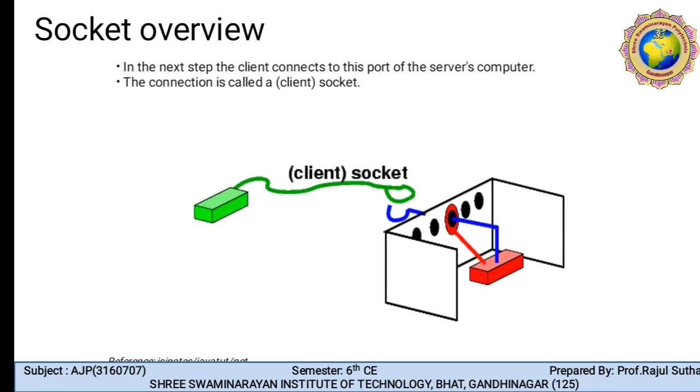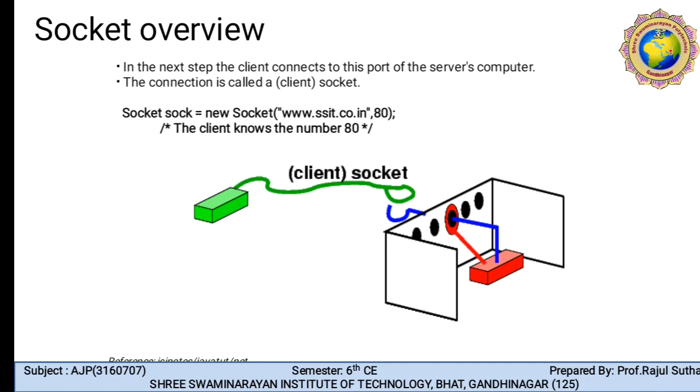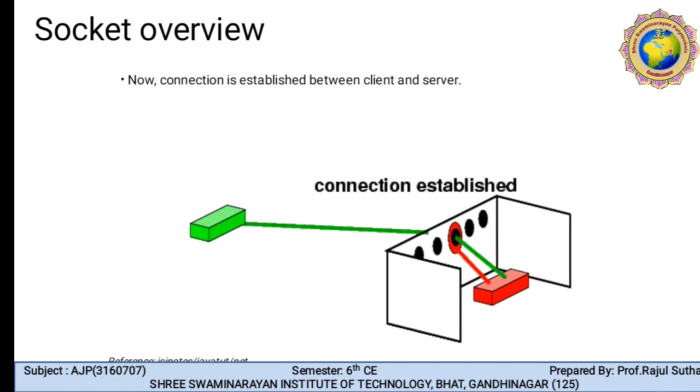In the next step, the client connects to the port of the server's computer. The connection is called the client socket. At the client side, sock is equal to new Socket, with a URL like www.ssit.co.in and the port number used for HTTP, so 80 is the port number. The client must know the port number 80. Now the connection is established between the client and server.